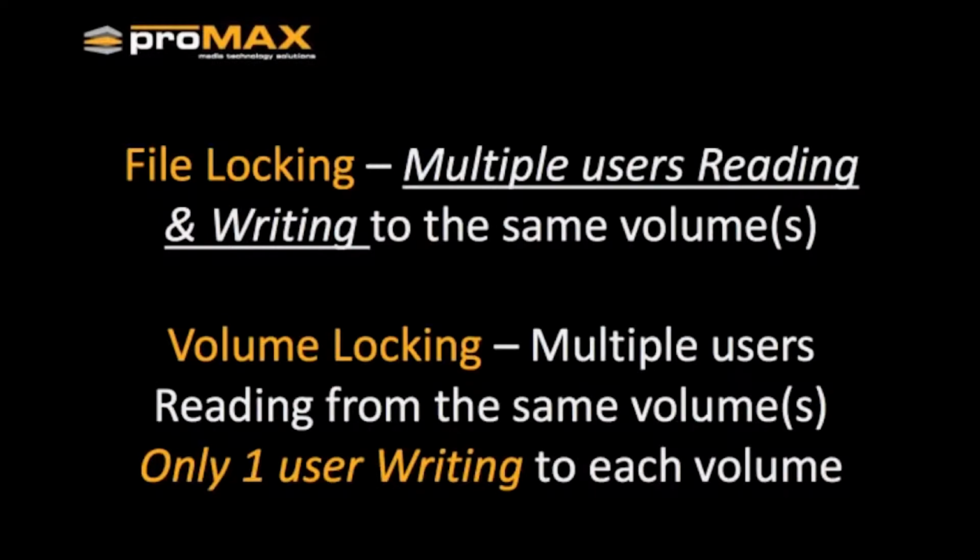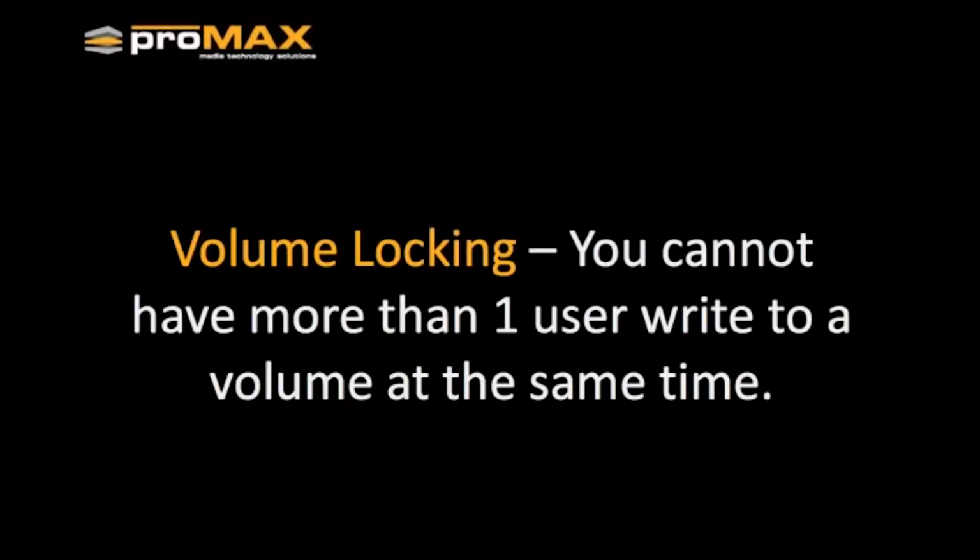There are two types of shared storage networks in the world. File locking allows multiple users to read and write to the same volume, whereas volume locking allows multiple users to read from the same volume, but only one user can write to any volume at the same time. What this means is with volume locking, you cannot have more than one user writing to a volume at any given time.